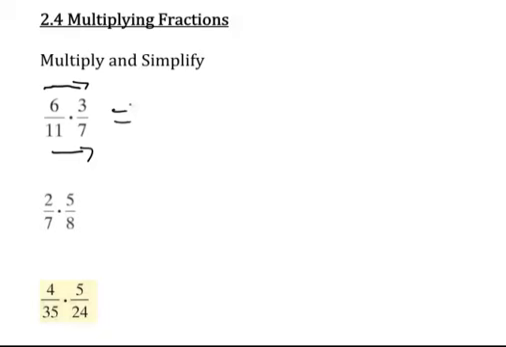So 6 times 3 is going to leave me with 18. 11 times 7 will leave me with 77. Now I can't reduce 18 and 77, so I'm going to go ahead and stop right there.